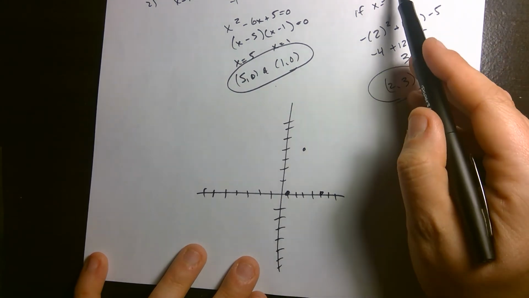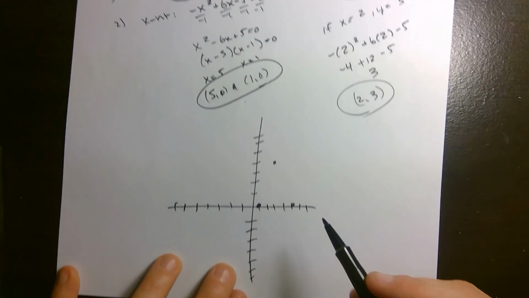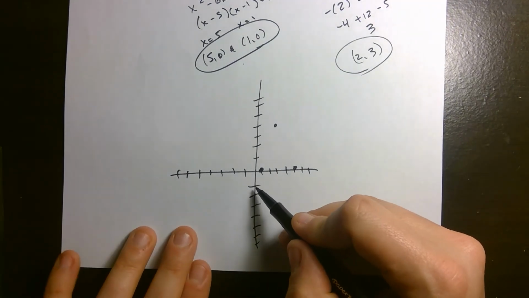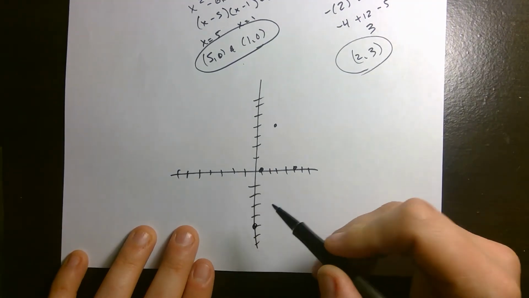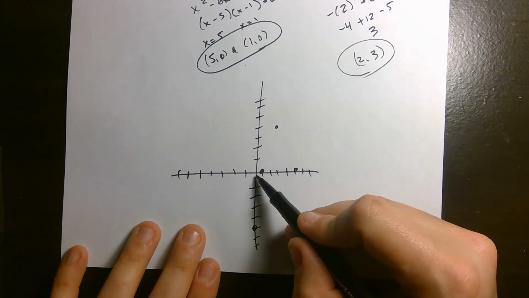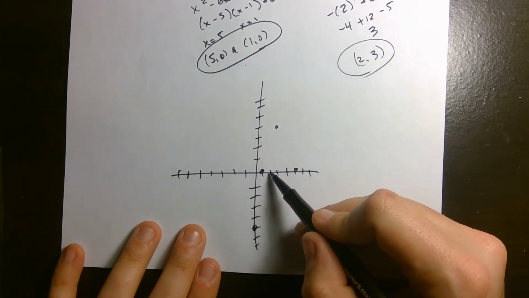Okay, and then I will graph my y-intercept, which is (0, -5). So I start at the origin. I go down 5, 1, 2, 3, 4, 5. And then I'm going to graph the point (2, 3). So I start at the origin, I go over to the right 2, and then I go up 3.